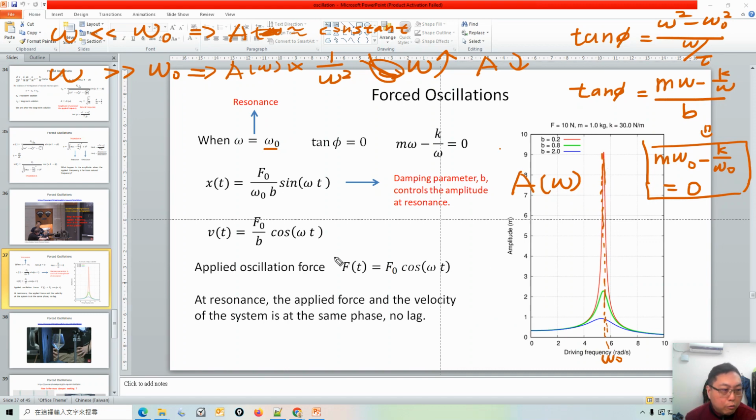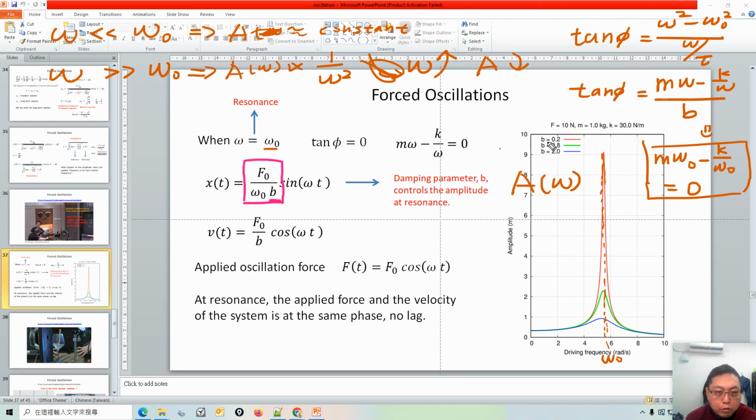Okay, so let's look more closely at the amplitude function and the resonance. You will find a damping parameter b here controls the amplitude at the resonance, like the graph here. Here are three different damping parameters: 0.2, 0.8, and 2.0. When we have a large damping parameter, like this one, 2.0, you will find the amplitude doesn't increase that much at resonance.